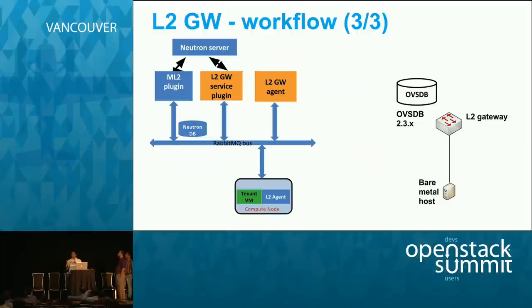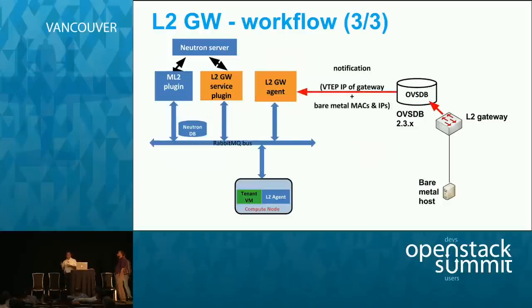now the L2 gateway's responsibility is to advertise this MAC and IP address to the other side, to the virtual side. So what it does is, it writes that information into the OVSDB tables, basically the IP address, the MAC address of the bare metal host, and its own VTAP IP, the L2 gateway's hardware VTAP IP. All this information is written into OVSDB server. And as we already discussed, the L2 gateway agent acts as an OVSDB client to the OVSDB server. It gets the notification. In that notification, we know the VTAP IP of the gateway, we know the MAC address and the IP address of the bare metal host.